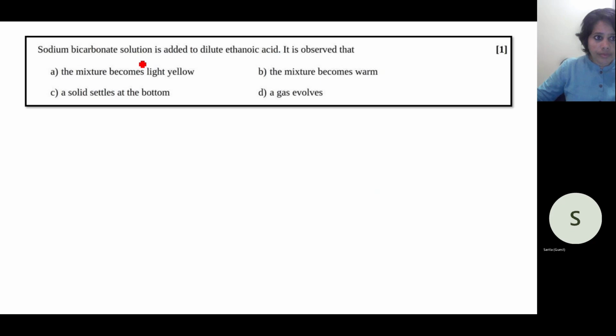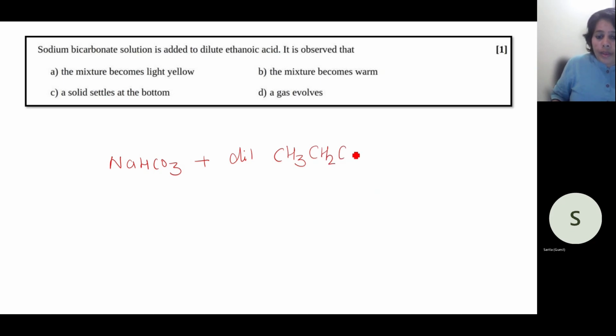Sodium bicarbonate solution is added to dilute ethanoic acid. It is observed that, so sodium bicarbonate, what is the formula? NaHCO3. It is added to dilute ethanoic acid, C2, you can write CH3, CH2, C.